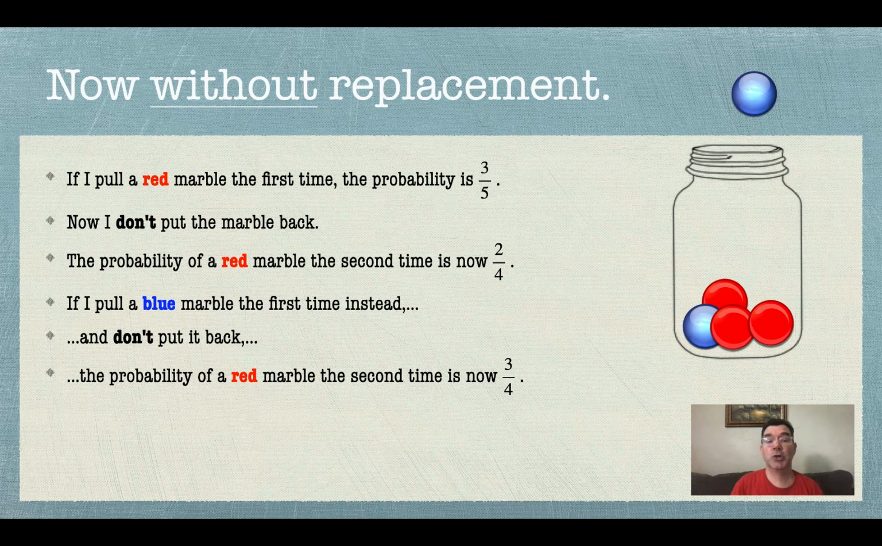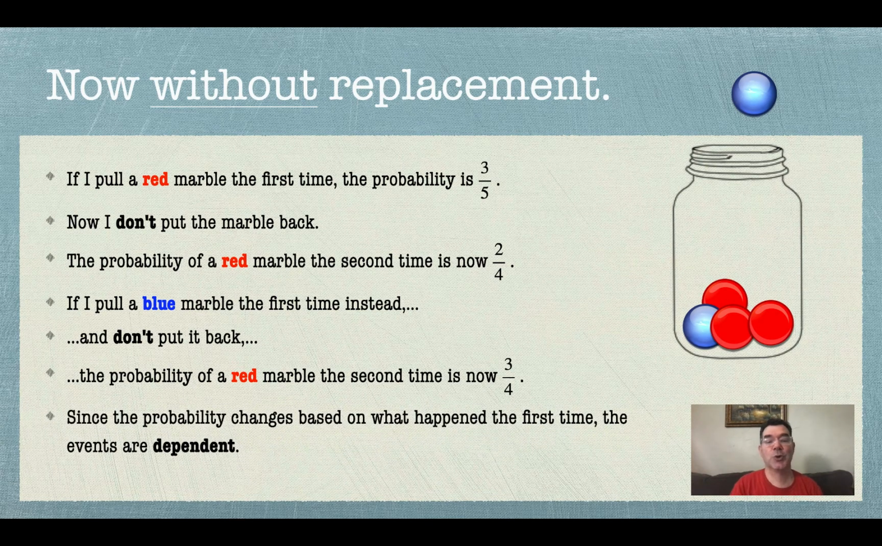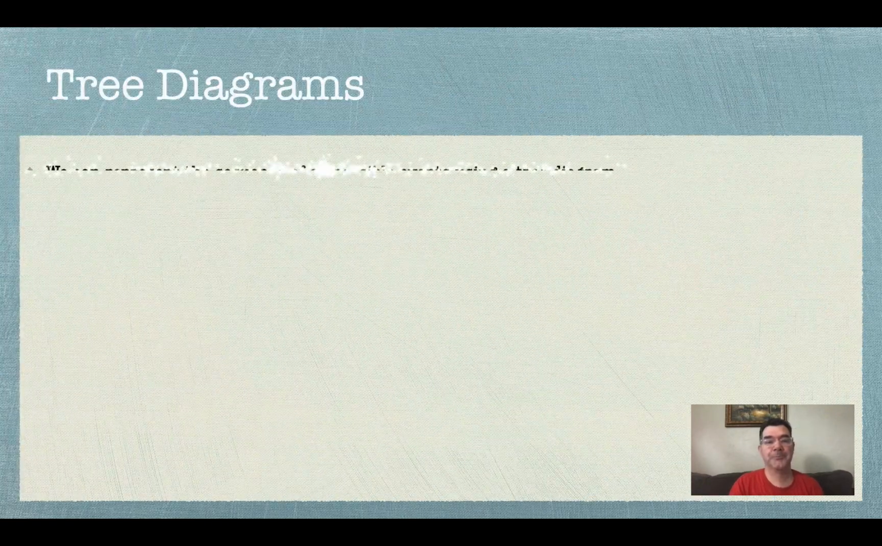All right, so you'll notice that the probability of pulling a red marble on the second drawing has changed depending on what happened the first time. It's not the same probability both times. So I would call those events dependent. So what happens with the second drawing depends on what happened the first time.